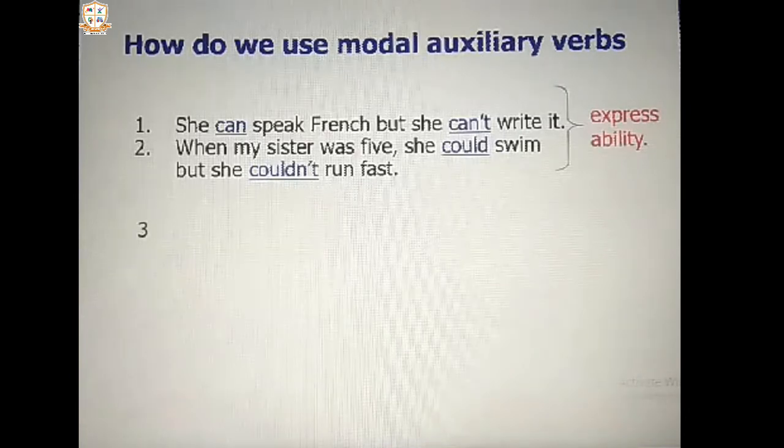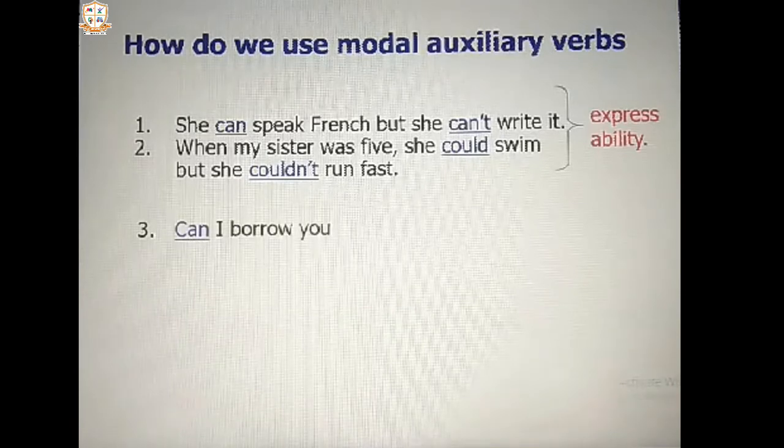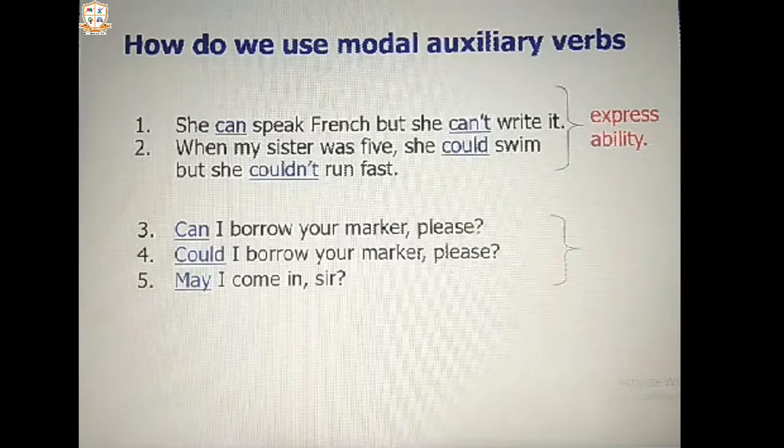Number 3. Can I borrow your marker, please? Could I borrow your marker, please? May I come in, sir? Here, the modal auxiliaries can, could, may are used for asking permission. Here, we have to keep in mind that using can is very casual. We can use it with friends and family, where could and may are most formal and preferable.